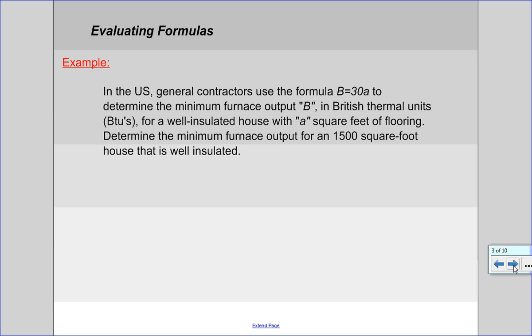In the US, general contractors use the formula B equals 30A to determine the minimum furnace output, B, in British thermal units for a well-insulated house with A square feet of flooring. Determine the minimum furnace output for a 1,500 square foot house that is well insulated. Let's begin by writing down the formula that we're going to use, which is B equals 30A.